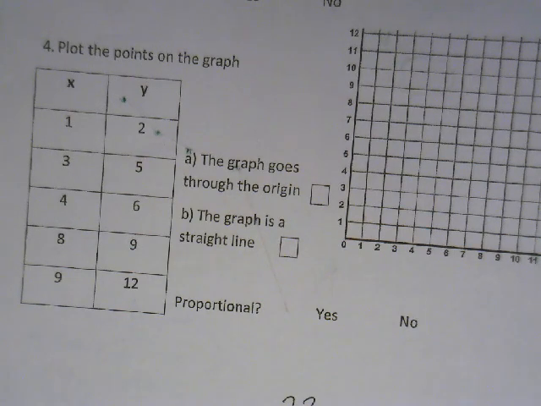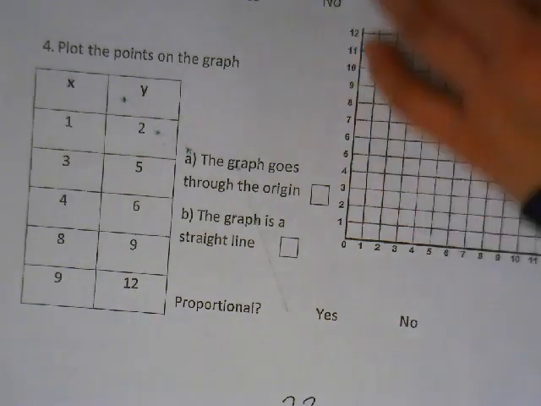Is it a straight line? Yes. No. So, is it proportional? No. So, can you write an equation? No. Is there a unit rate? No. All right. So, now let's look at the top one, number 3.